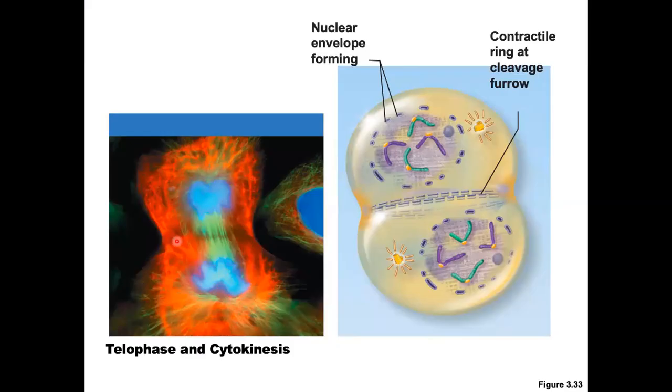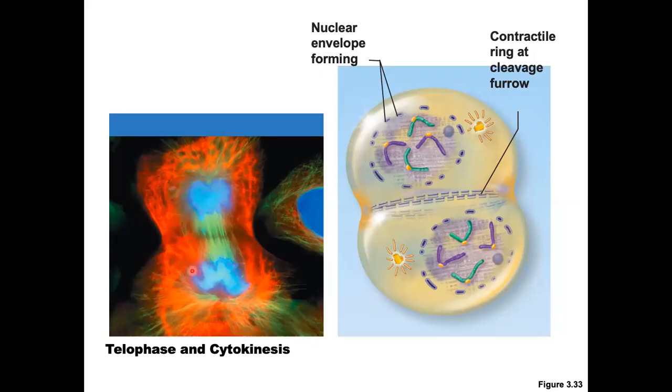Okay, and then look at the cytokinesis occurring. This is a cleavage furrow because it's an animal cell. So this cleavage furrow is forming, and it's actually splitting the cytoplasm so that you have cytoplasm in one cell and cytoplasm in another cell.